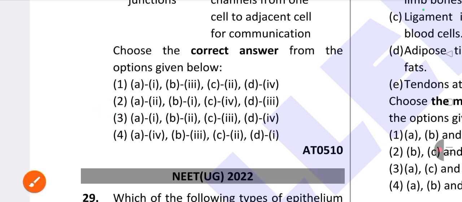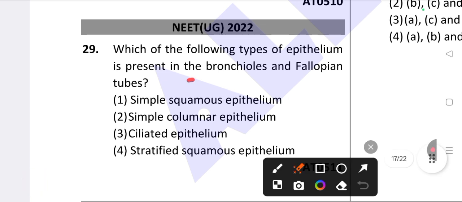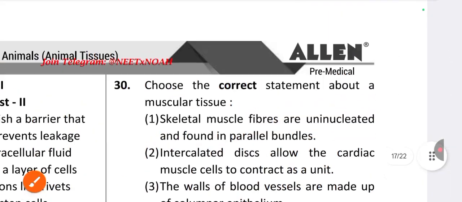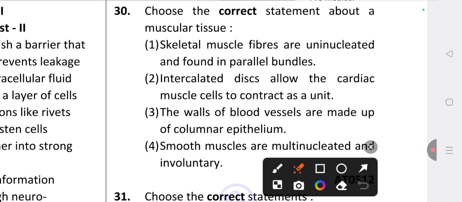Next, 29th question. Which of the following types of epithelium is present in bronchioles and fallopian tubes? So it is of ciliated epithelium. Next, 30th question. Choose the correct statement about muscular tissue. So which statement about muscular tissue is correct? So answer is intercalated disc allow the cardiac muscle to contract as a unit. It is only the correct statement and all these statements are false statements.